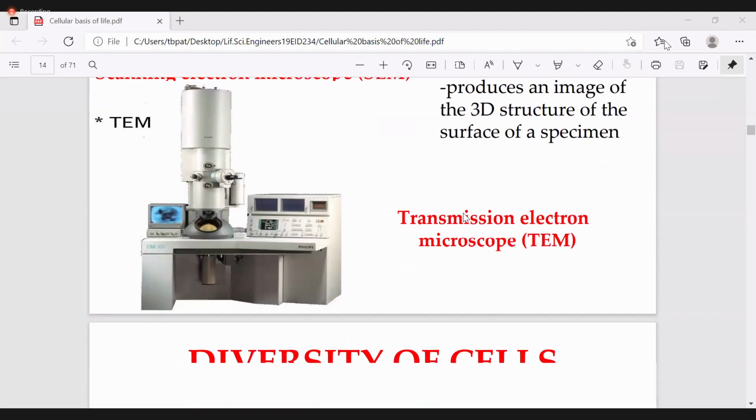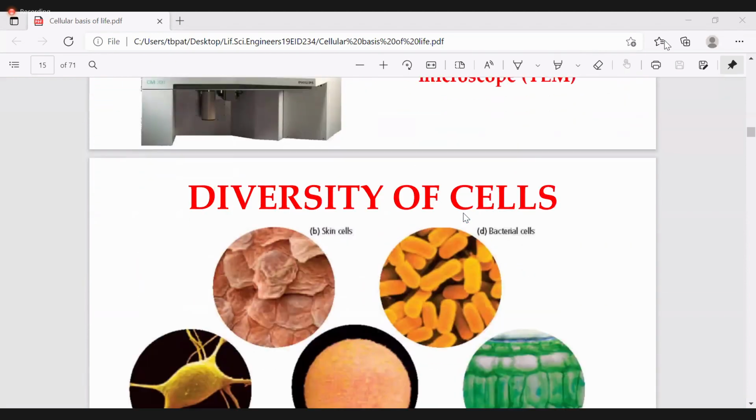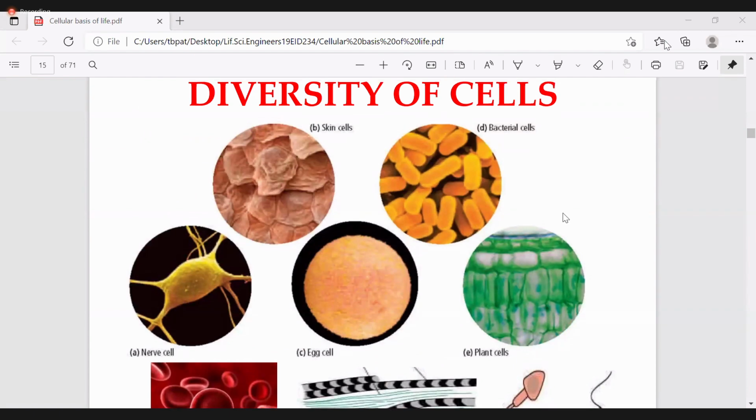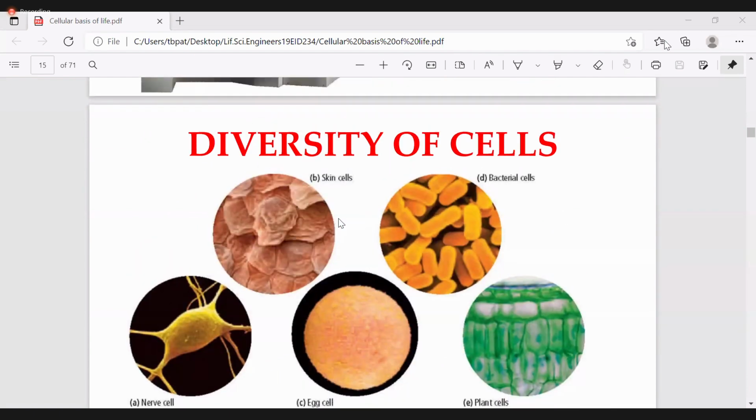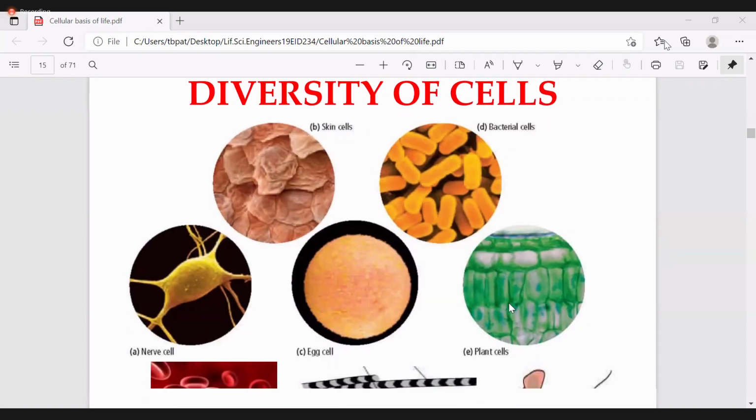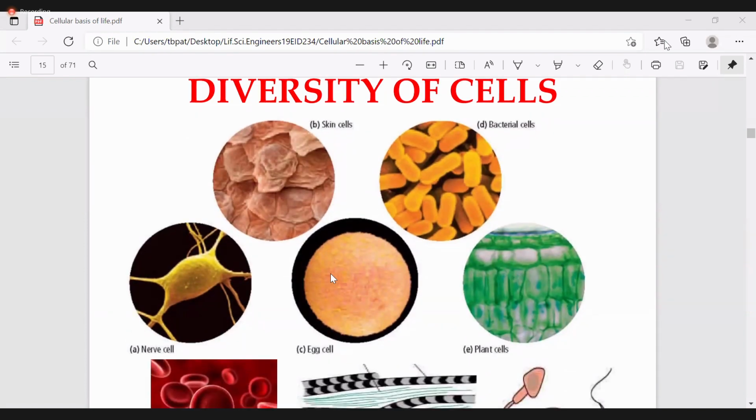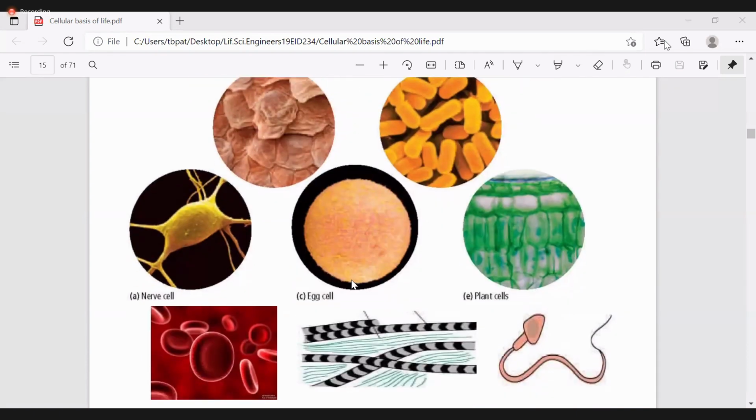Now, the derivatives of the cells. Just identify the cell structures of the skin cell, the bacterial cell, and at the same time the chlorophyll. This is a plant cell with chloroplast, and the egg cells, and the nerve cells. This is dendrons and everything. This one is red blood cells, and this is the plant tissues.